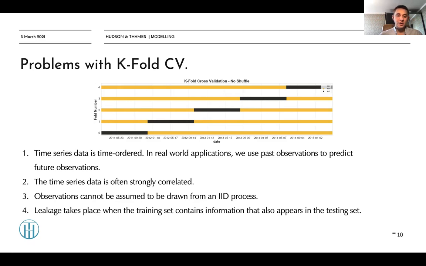But here we have actually some problems which we start facing if we use K-fold cross-validation. So the first thing that we face is that time series data is time ordered, of course. And in real world applications, we use past observations to predict future observations. The second problem is that time series data is often strongly correlated. And one of the reasons partially for that is label concurrency, because when your labels overlap, they are not IID, because they use the same piece of information to generate label values. In the third, observations cannot be assumed to be drawn from an IID process as a result of serial autocorrelation and concurrency. And as a result of that, leakage takes place when the training set contains information that also appears in the testing set. So let's take a look at the previous picture to understand what is leakage.